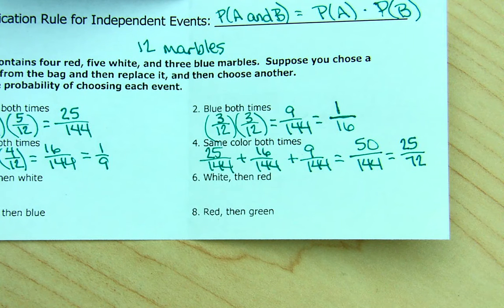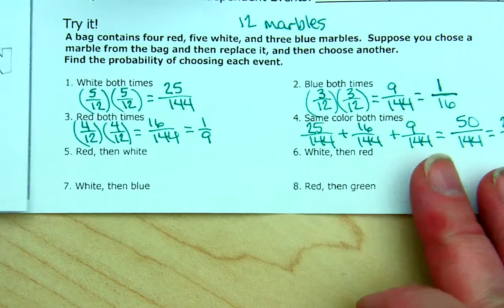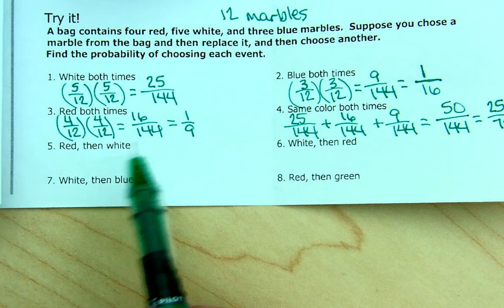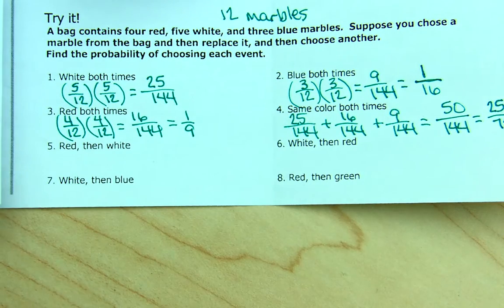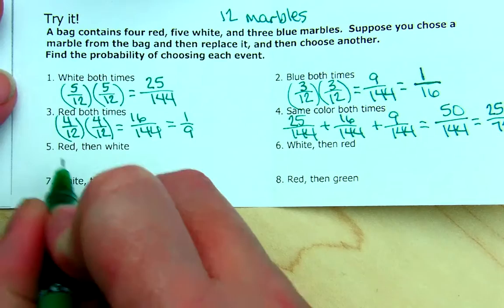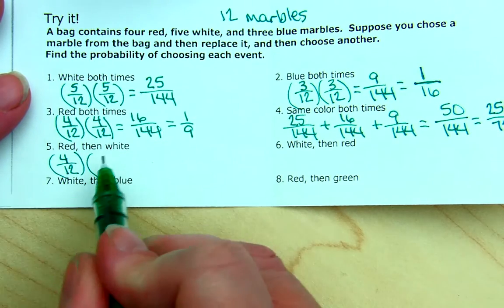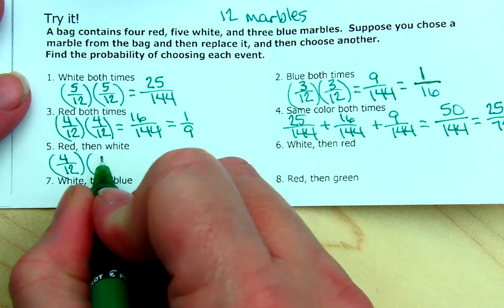So again, make sure you're showing your work. Don't just write down the answer. You have to show how you got the answer. So we want probability of red, then white. Okay, so red, we've got 4 out of 12. And then we want to get white, which was 5 out of 12.